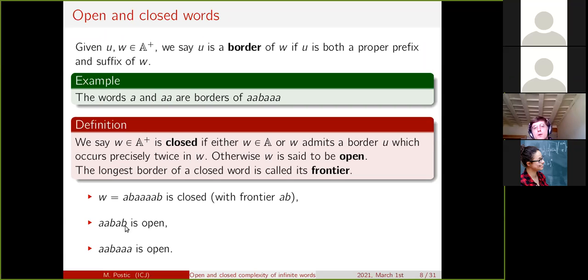But you can also have some words which are bordered and are still open, and that's the case of the word we saw previously. If you take this word, we've seen that AA is a border, but you can see that AA appears here already, which is not a prefix nor a suffix. So AABAAA is open.